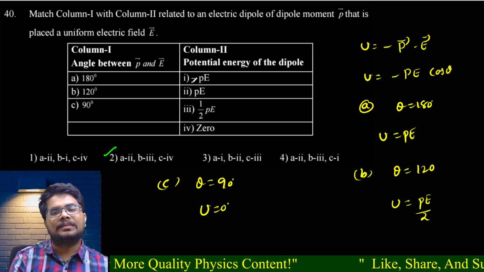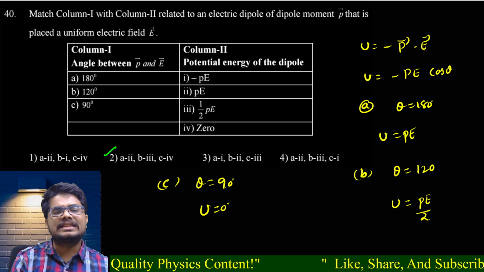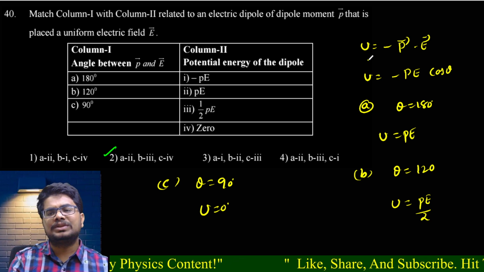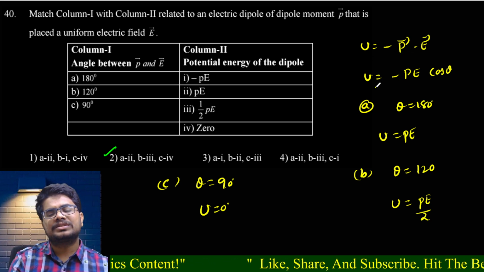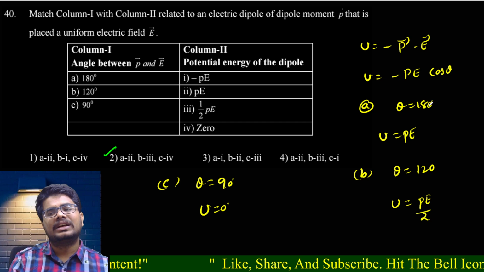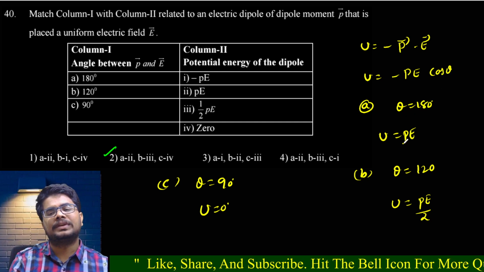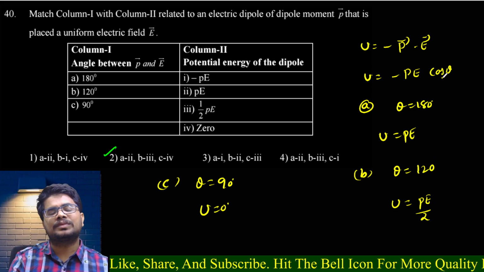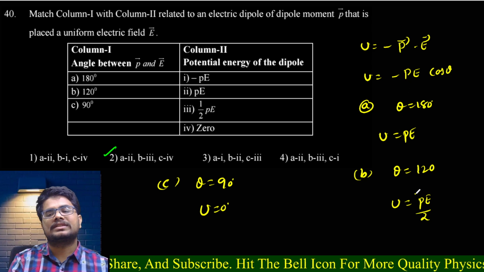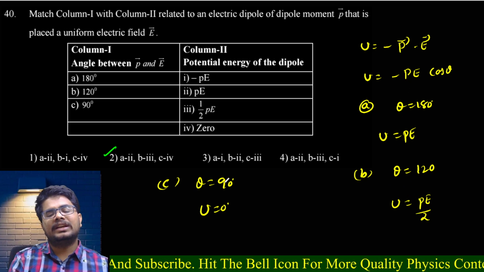If we go to the next problem, this is also based on NCERT level only. Potential energy U equals minus P vector dot E vector, so U equals minus PE cos theta. If theta equals 180, cos 180 is minus 1, minus of minus becomes plus, so U equals PE. If theta equals 120, cos 120 is minus 1 by 2, minus of minus becomes plus, so PE by 2. If theta equals 90, the energy is 0.